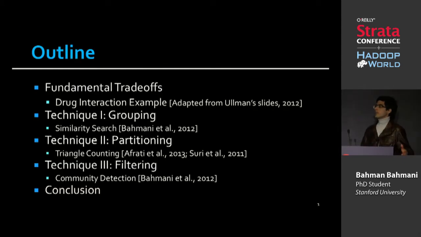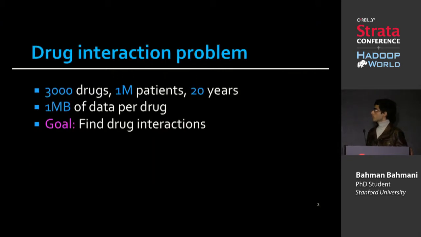So here's the outline. We will first look at some fundamental trade-offs with an example that clarifies it. Then we'll look at 3 techniques, and we'll illustrate each technique using an example. And then we'll conclude. So let's just jump right in.